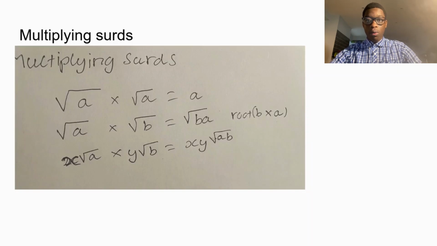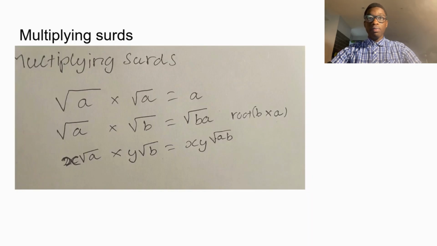Now moving on to the final example, x root a times y root b equals xy root ab. So if you have numbers on the outside of a root sign, you multiply those two numbers. And as we saw in the second example, carrying over the same principle, if you have two numbers that are different, that are both under root signs, you multiply them as well. So you would end up getting xy root ab being the answer to x root a times y root b.